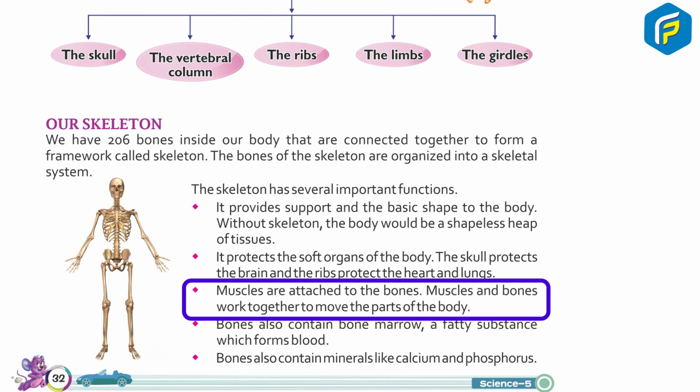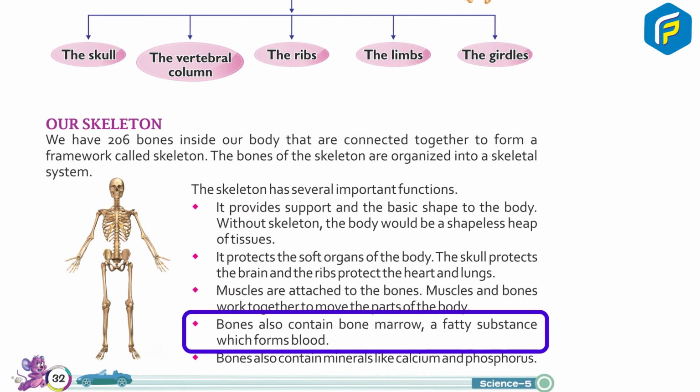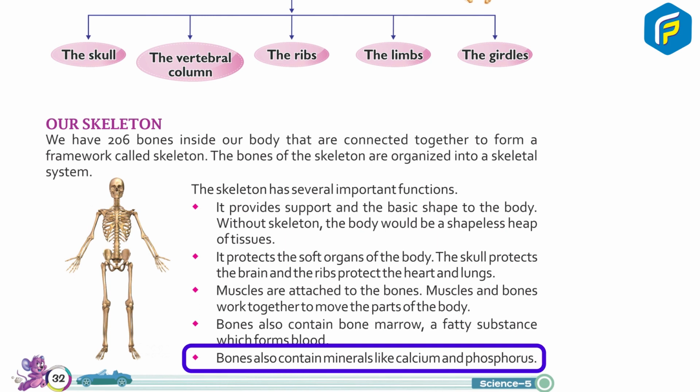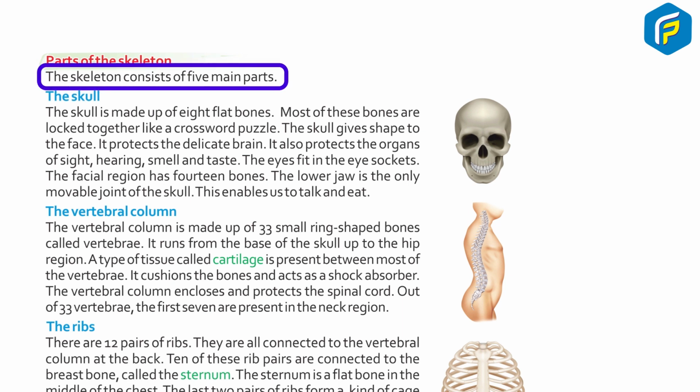Muscles are attached to the bones. Muscles and bones work together to move the parts of the body. Bones also contain bone marrow, a fatty substance which forms blood. Bones also contain minerals like calcium and phosphorus. Parts of the skeleton: the skeleton consists of 5 main parts.